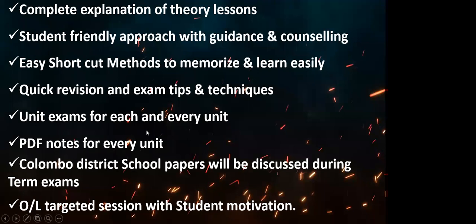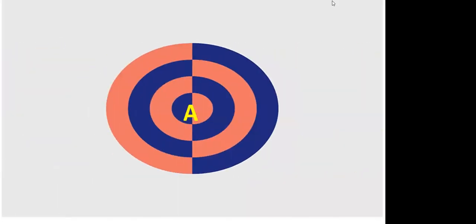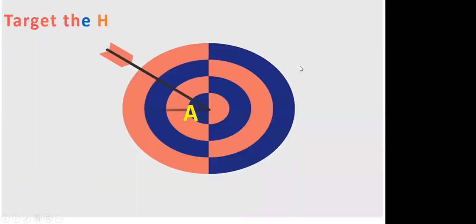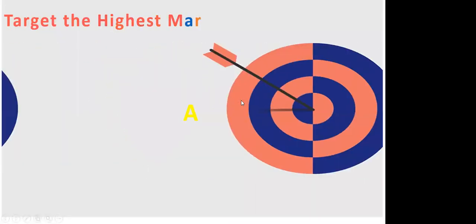And O-level targeted sessions with student motivation. We will be giving a lot of motivation to students. Even Arman sir will also be giving a lot of motivation. And you can get motivated, study well and achieve more. So our main target for grade 8 and 9s is to get the highest marks. You have to target the highest marks in your term test. But when you come to grade 10 and 11, don't target the school term test.